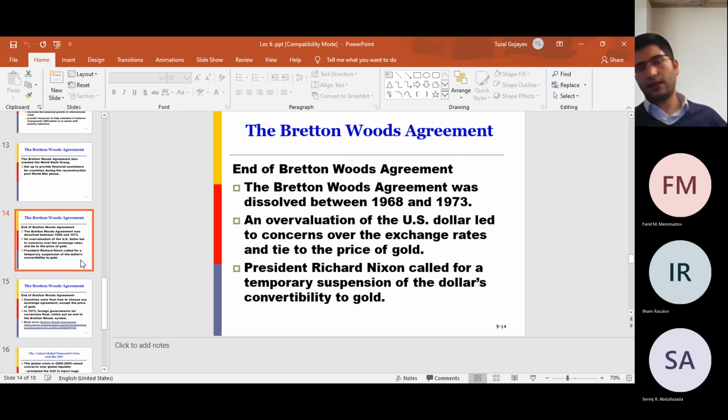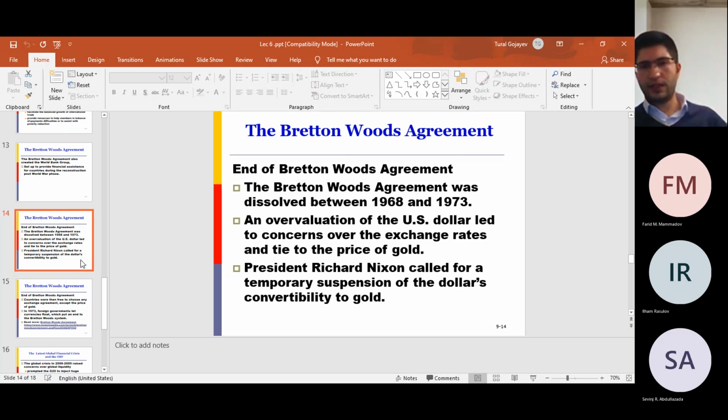Gold itself is a natural resource, and it is limited, right? The supply of gold can sometimes increase or decrease, and the amount of gold is not stable. That's why it affects the value of currency, for example the dollar. It creates fluctuation in the value of currency, for example in the dollar. So sometimes it creates overvaluation or inflation.